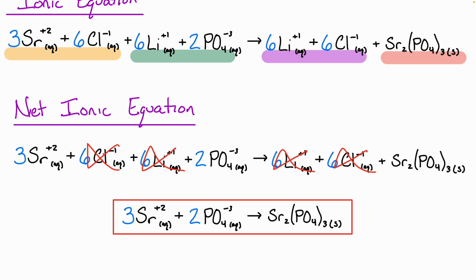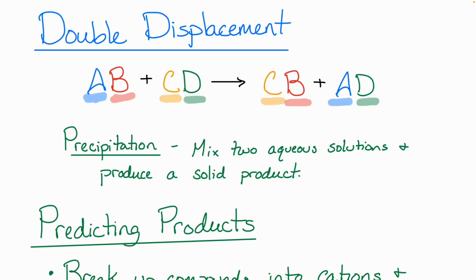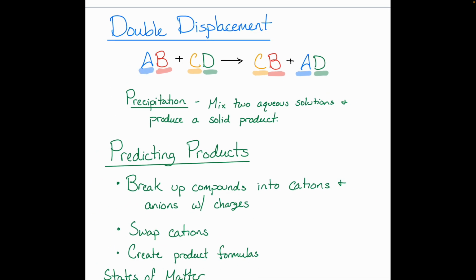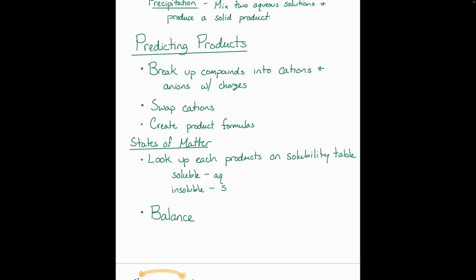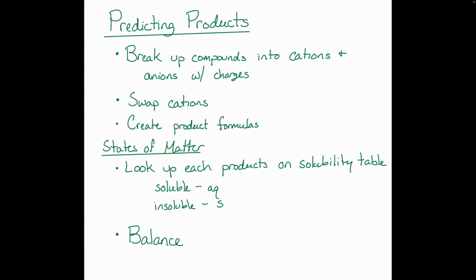Cool. Any questions? All right, so just to review what we did today, we talked about double displacement reactions, and we introduced two specific categories of double displacement reactions: precipitation reactions, and again, we can predict the products. We're going to break up those compounds to get our product formulas. We're going to look up their states of matter on the solubility table and then balance those chemical equations, right? So this is now another reaction that we can predict the products for.